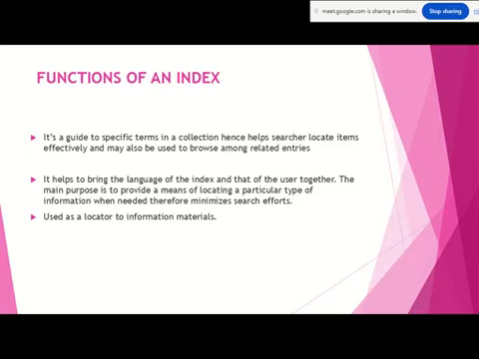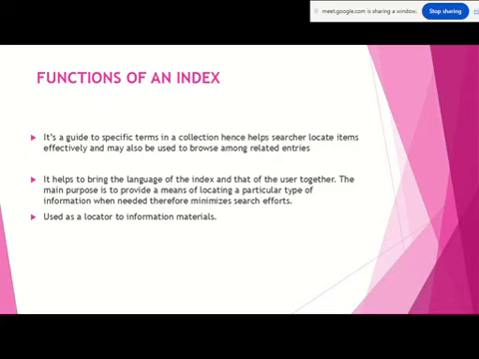What did we say an index is as a bibliographic source? What did we say an index is? Someone? It is an item used to carry out the indexing process of an information material. Thank you so much. An index, in a nutshell, we say is a locator to information materials or information in a document. An index is a product of an indexing process. You have to note that.